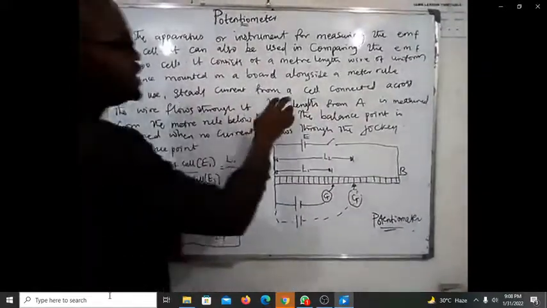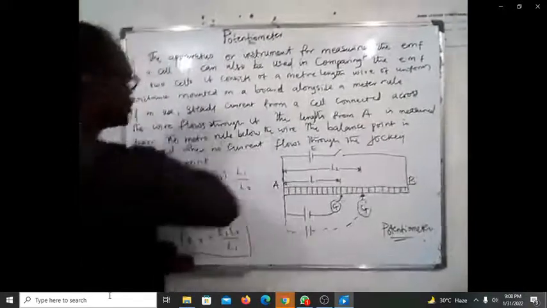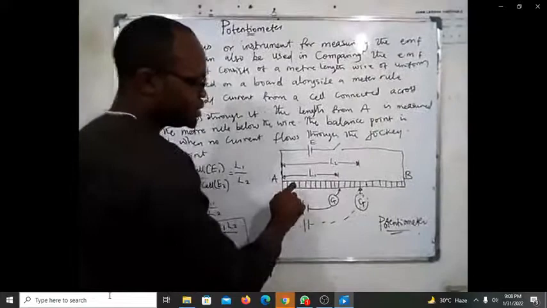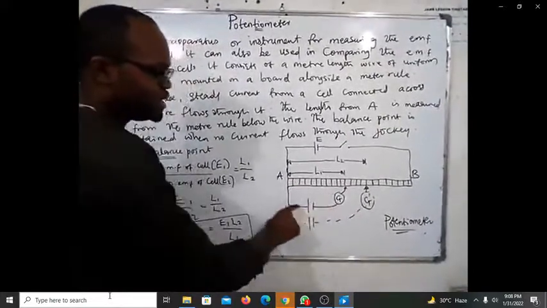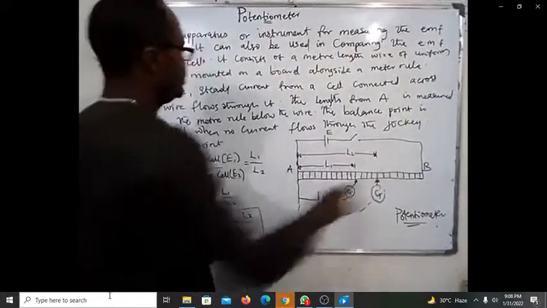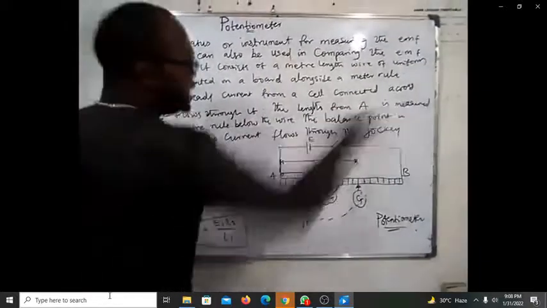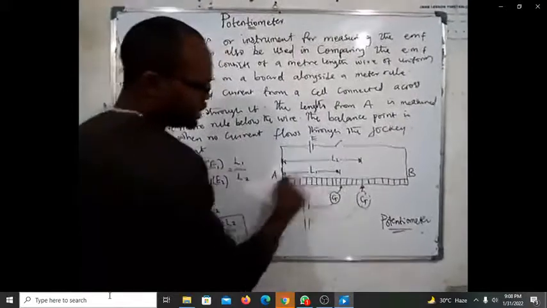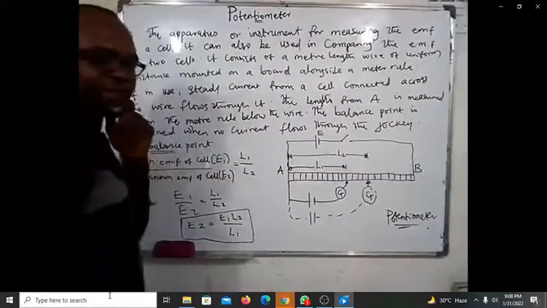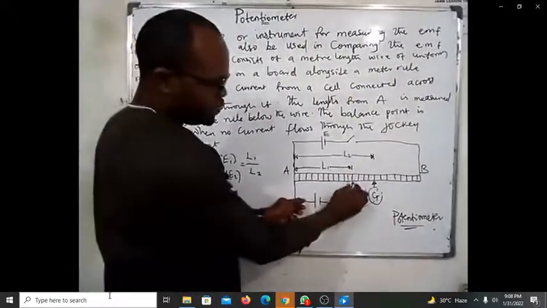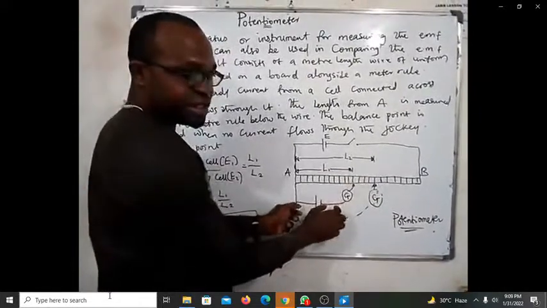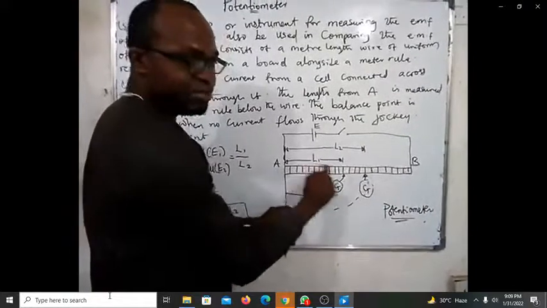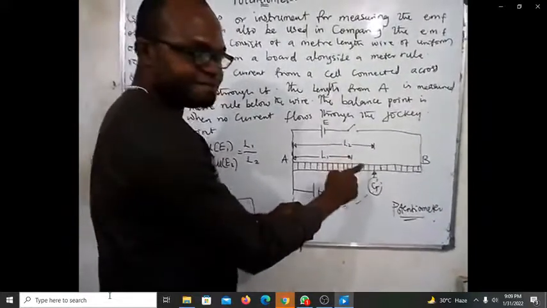A steady current from a cell connected across the wire flows. This is the cell, is it not? So a steady current from a cell connected flows. You understand? The length from A is measured. Can you see A? Can you see B? So you measure this length from A. When you put your galvanometer here, you measure. You put it in another place and measure again. You get the length.